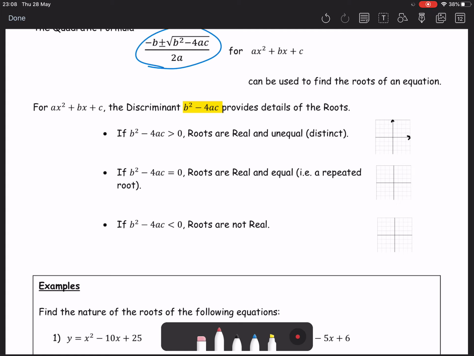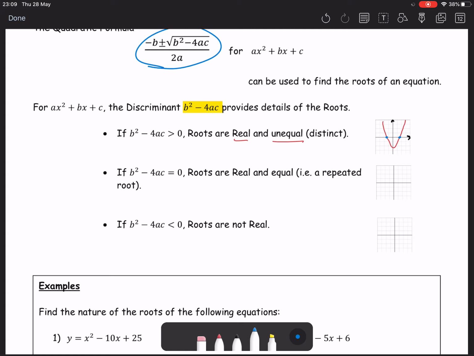So first of all, if we have a positive value, then we talk about roots being real and unequal. An example of a graph like this could be U-shaped or N-shaped. We would have something that looked like that, where it crosses the x-axis at 2 separate places, and we would class that as real and unequal, or distinct, different.